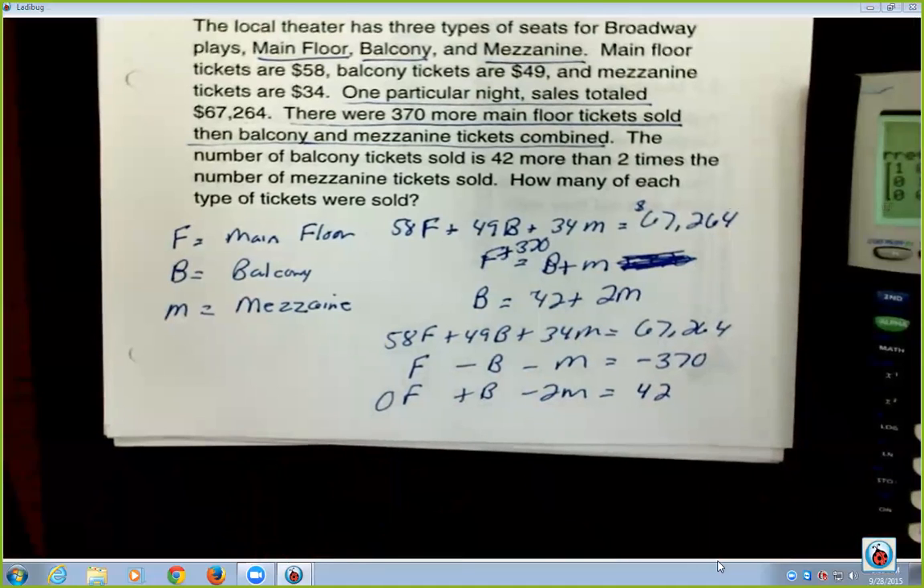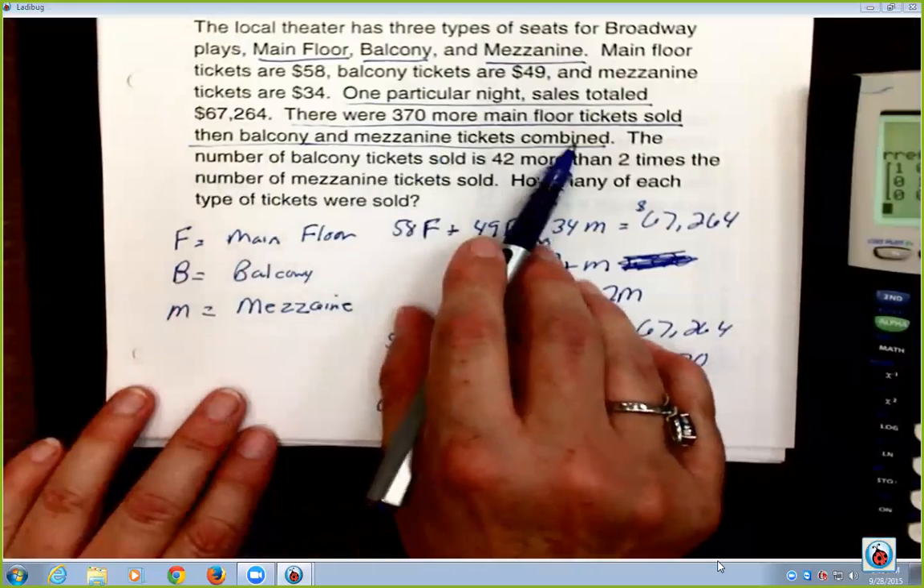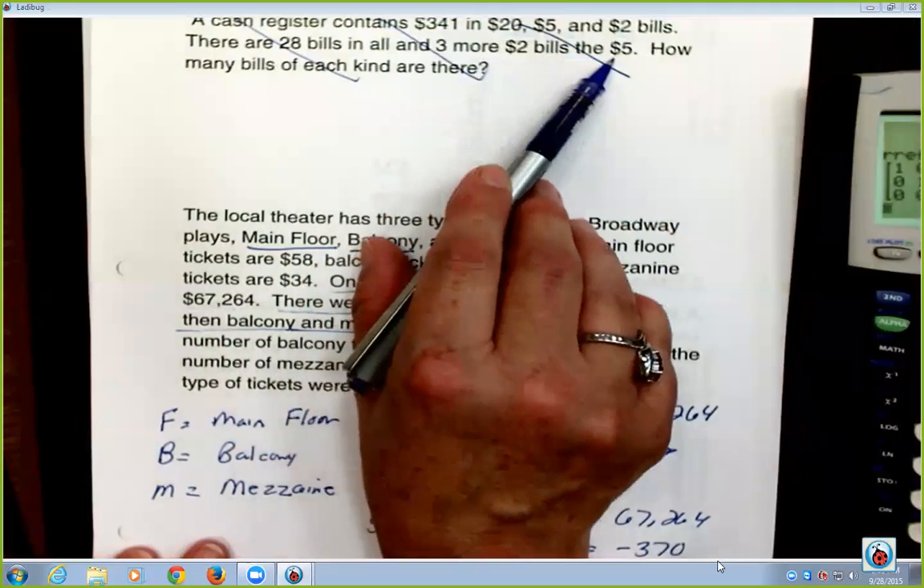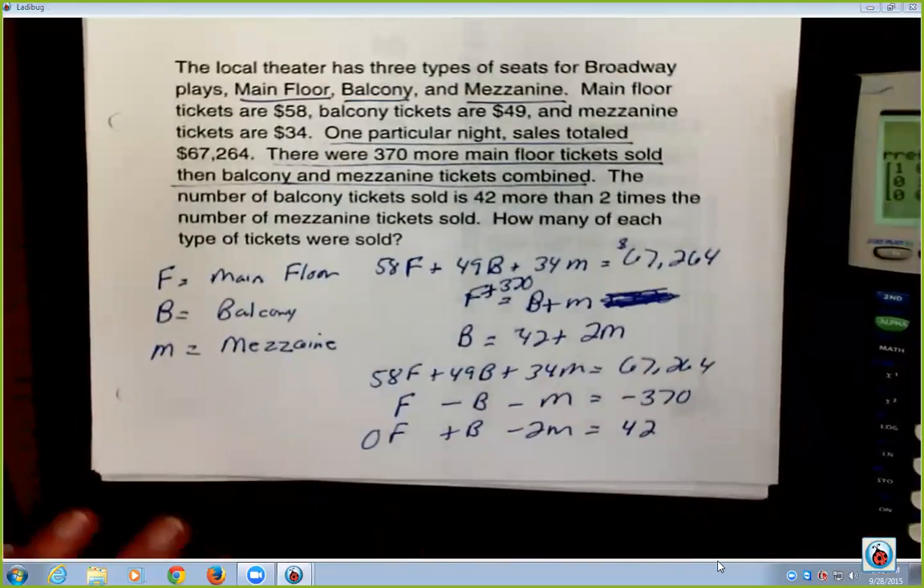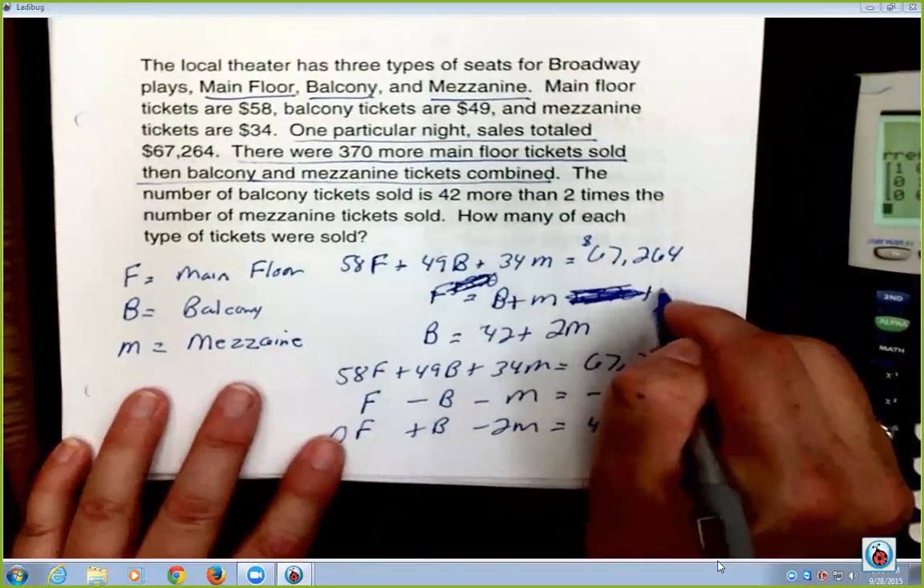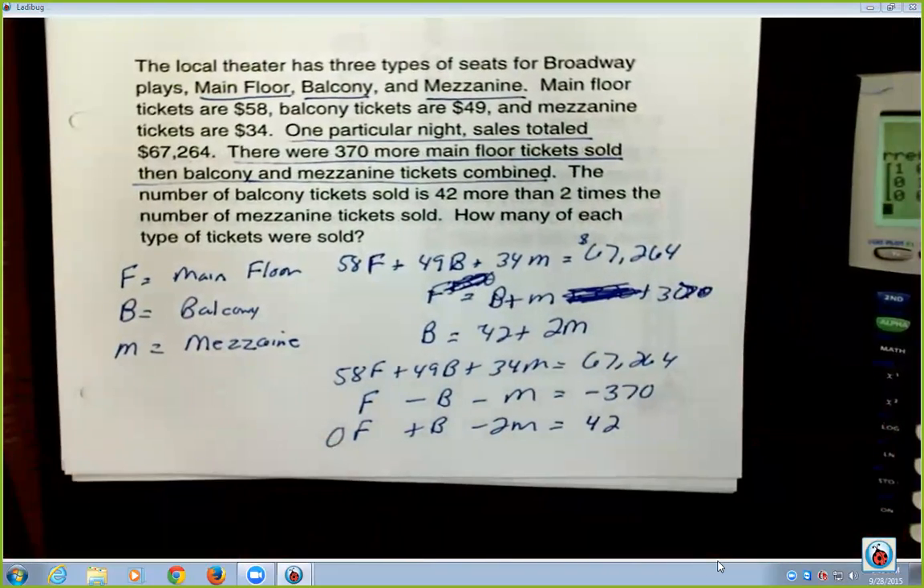I know, it's kind of complicated when you have, there were 370 more main floor tickets sold than balcony and mezzanine tickets. It's kind of like that one where we had 3 more $2 bills than 5s. It's that same kind of statement in there. So really in here, this 370 should have been over here. Or it could have been F minus 370. Yes, it could have been minus the 370. Combined, we can have it be 370 less than what the main floor happened to have been, right?